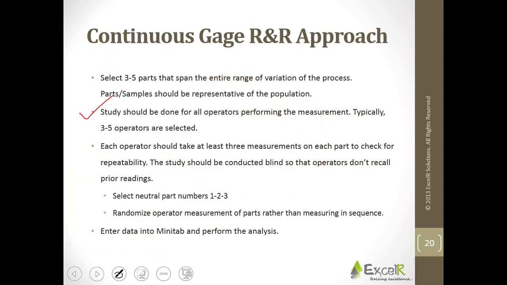Study should be done for all operators who are performing the measurement. Typically, there will be 3 to 5 operators, 3 to 5 parts. Each operator should take at least 3 measurements on each part to check for repeatability. The study should be conducted blind so that operators don't recall prior readings.